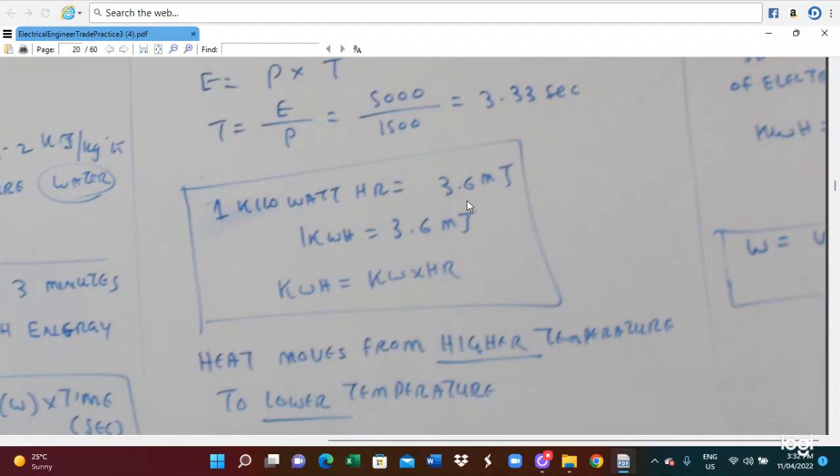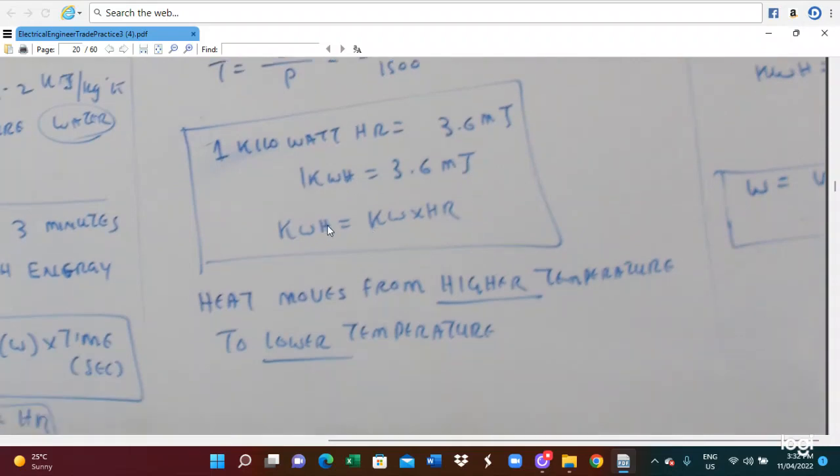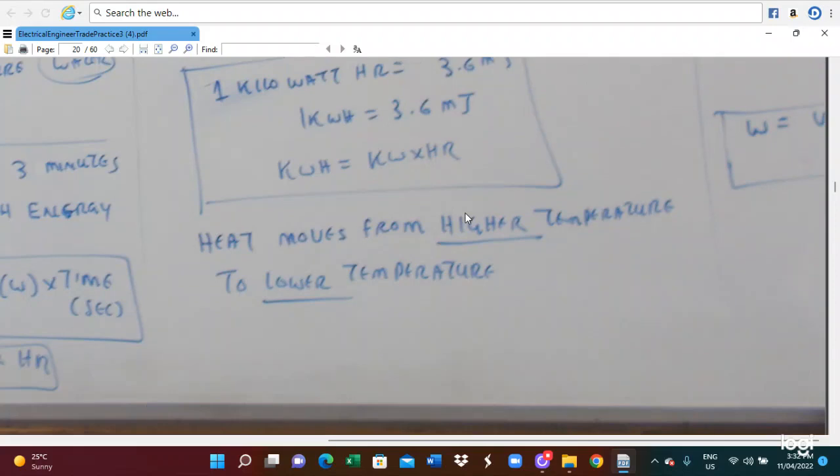1 kilowatt hour is equivalent to 3.6 megajoules. 1 kWh is given as 3.6 megajoules. So 1 kWh is a kilowatt into hour. Heat moves from the higher temperature to the lower temperature. This is the nature of the heat.